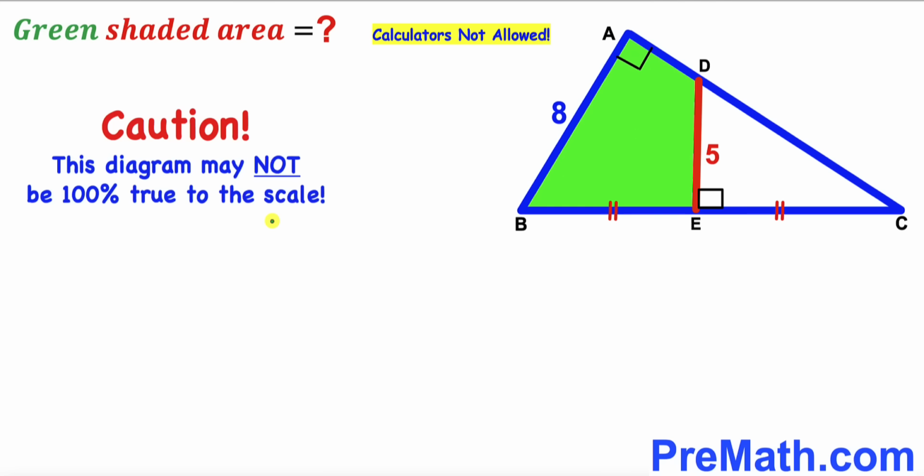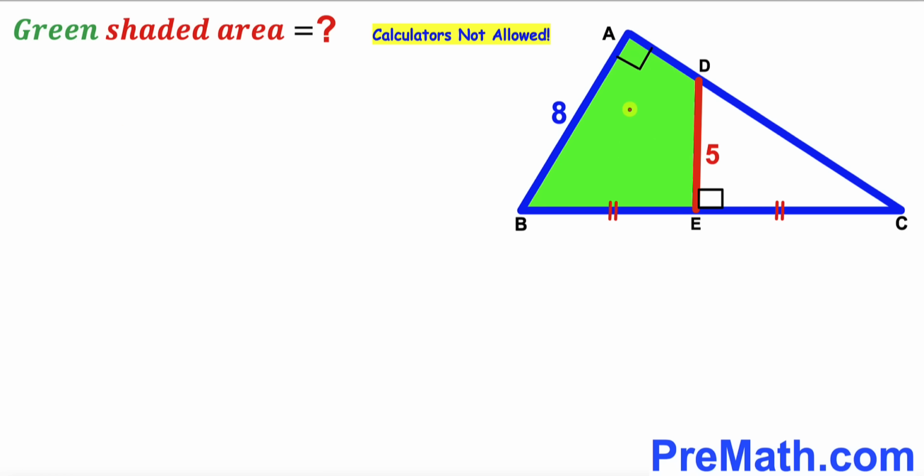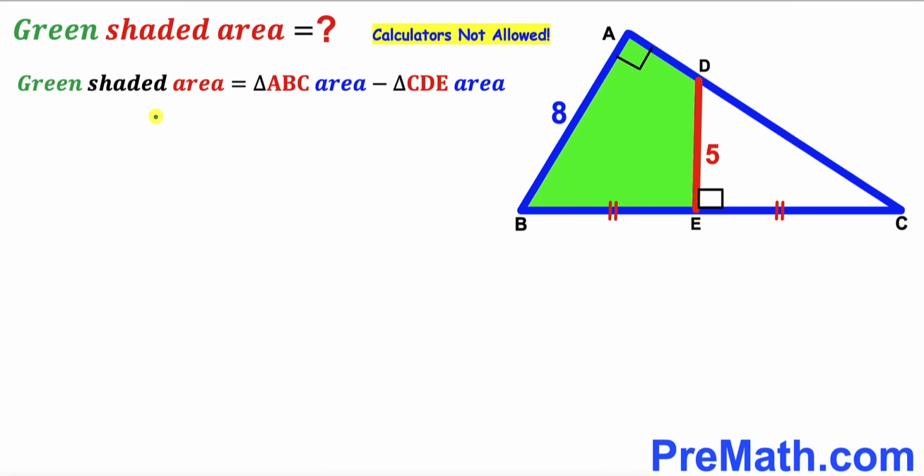Please keep in mind that this figure may not be 100% true to the scale. Let's go ahead and get started, and here's our very first step. We are interested in calculating the area of this green shaded quadrilateral. Now let's make an observation.